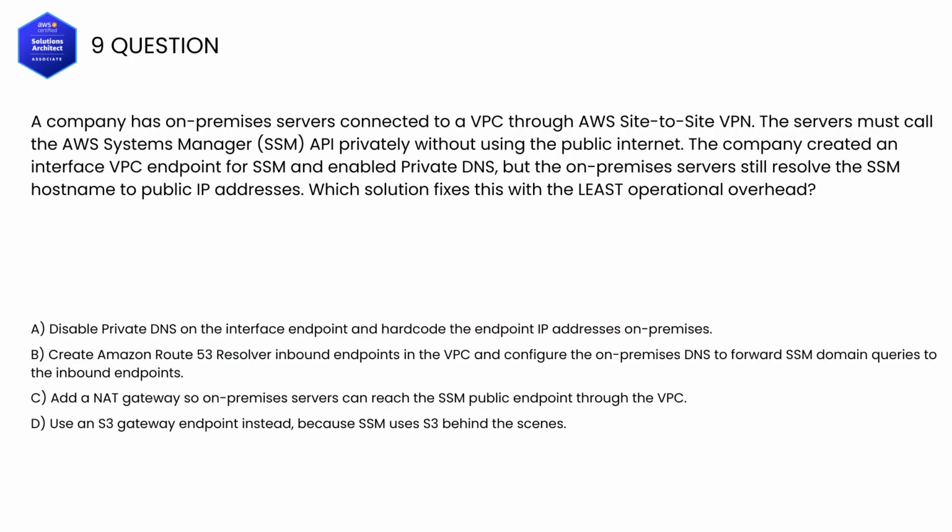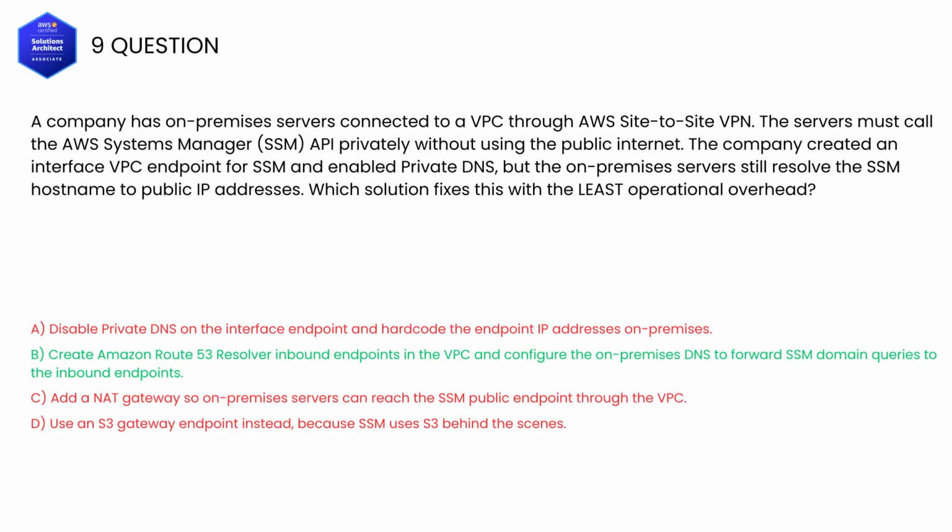A company has on-premises servers connected to a VPC through AWS Site-to-Site VPN. The servers must call the AWS Systems Manager API privately without using the public internet. The company created an interface VPC endpoint for SSM and enabled private DNS, but the on-premises servers still resolve the SSM hostname to public IP addresses. Which solution fixes this with the least operational overhead?